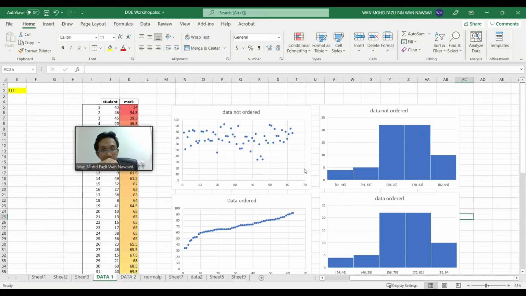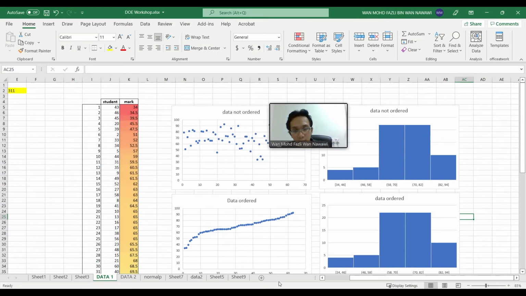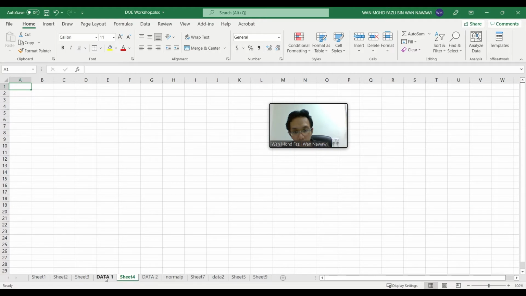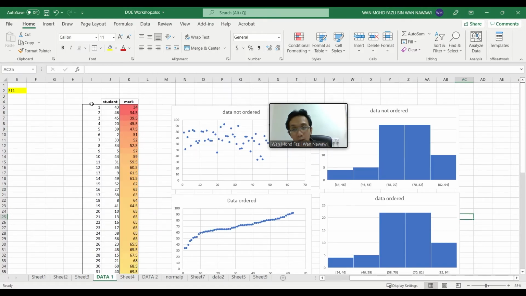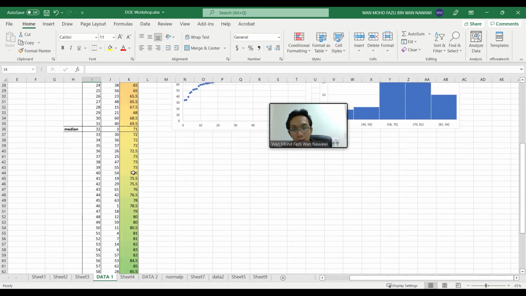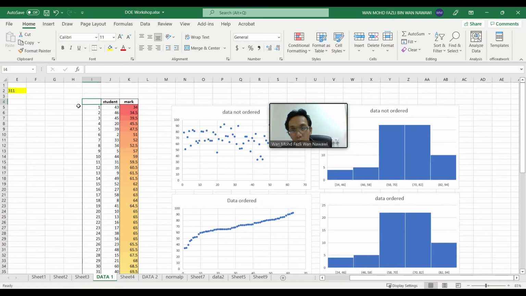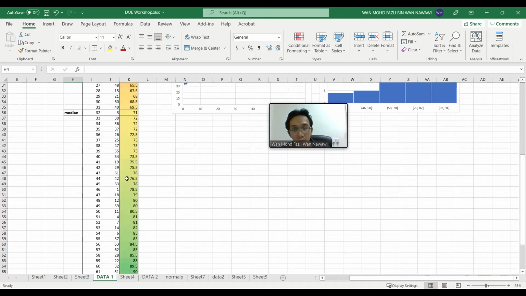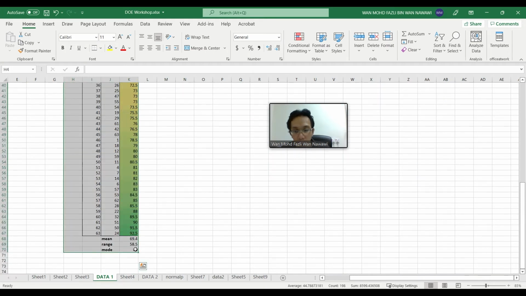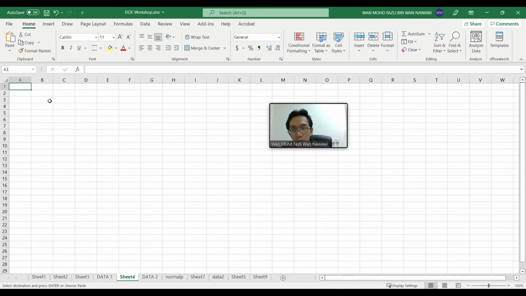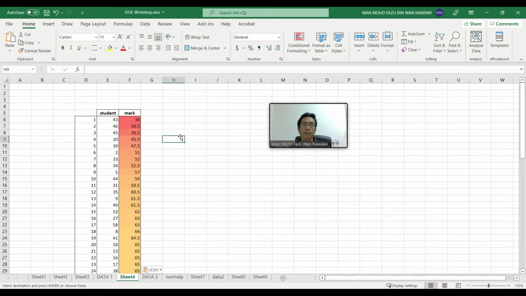Okay, so now let's say I make a new one, and I'm interested in this part only, the ordered part only. Let's say I just copy everything because this is quite messy now. I copy everything, and then I put it in a new sheet. Okay, Control V. So this is the data that we have ordered, and we just want to see how to calculate all the other stuff.